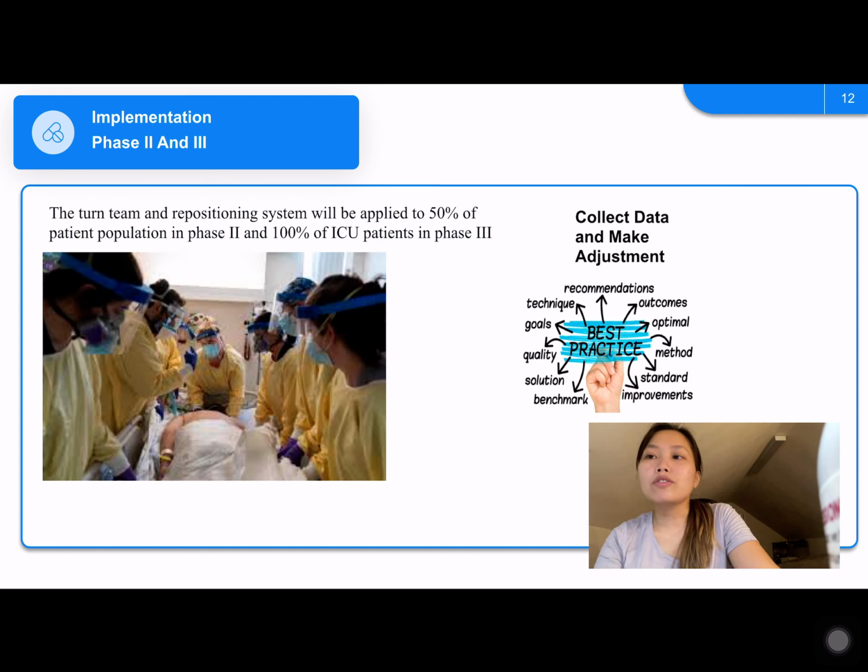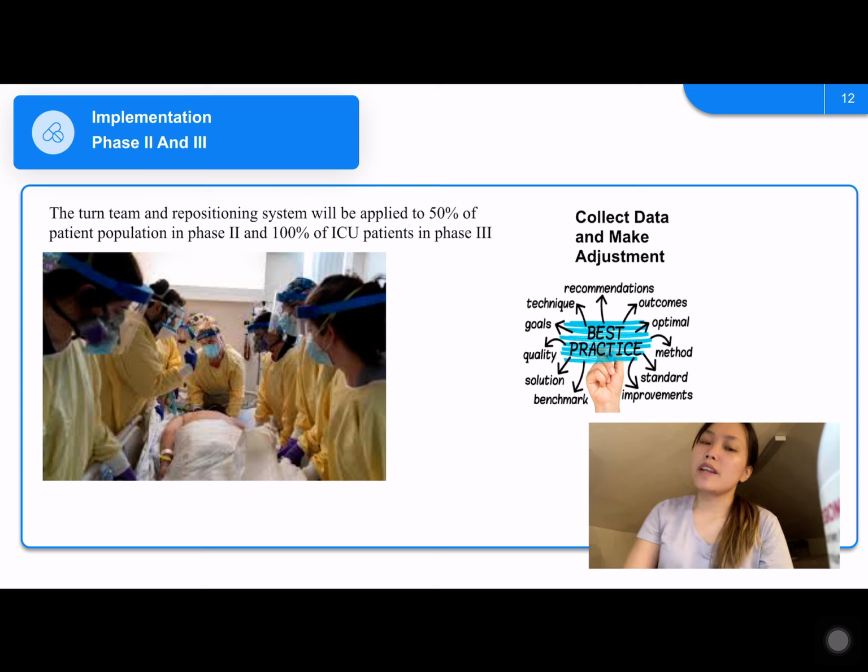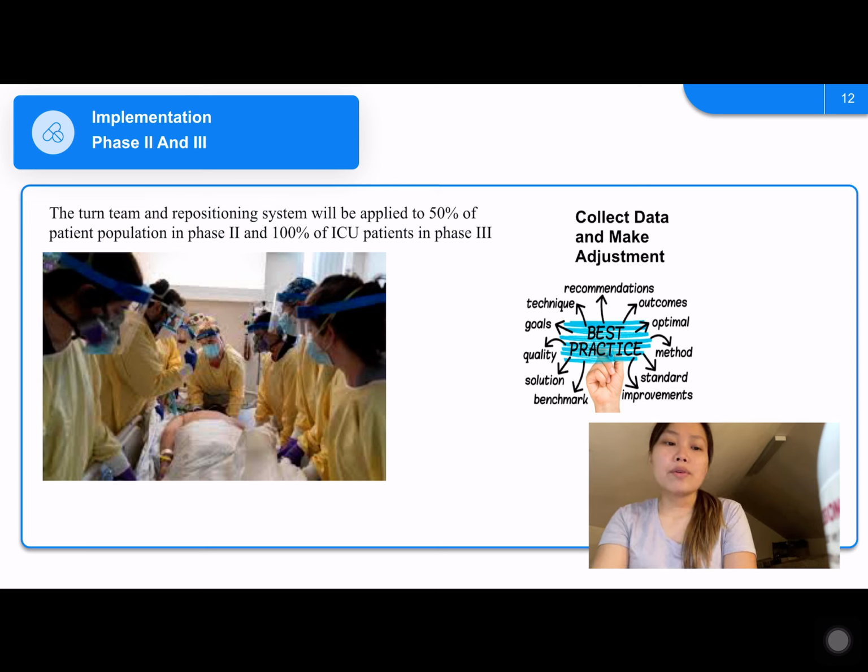So let's go to phase 2 and phase 3. In phase 2, this intervention, the turn team and the reposition system, will be applied to 50% of the patients in the ICU. And that can be a sample to compare to the patients who don't have this intervention. The data will be collected every shift and every 2 weeks, and be analyzed by the nurse manager. It can also be evaluated by the wound care nurse to see the result from the intervention.